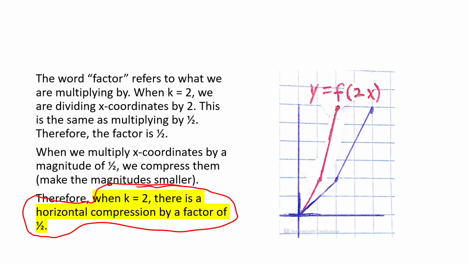The word factor refers to what we are multiplying by. When k equals 2, we're dividing x coordinates by 2. This is the same as multiplying by a half. Therefore, the factor is a half. When we multiply x coordinates by a magnitude of a half, we compress them, make the magnitude smaller. Therefore, as highlighted, when k equals 2, there's a horizontal compression by a factor of a half.